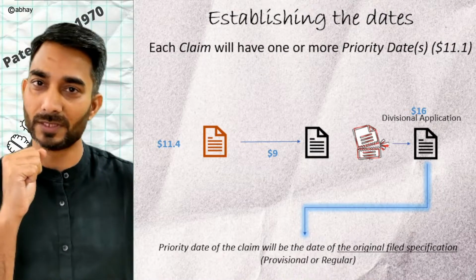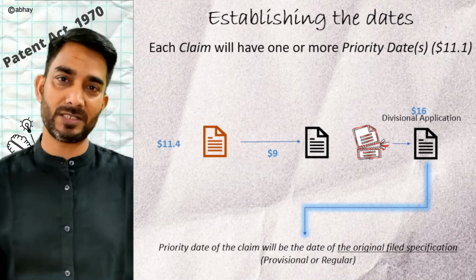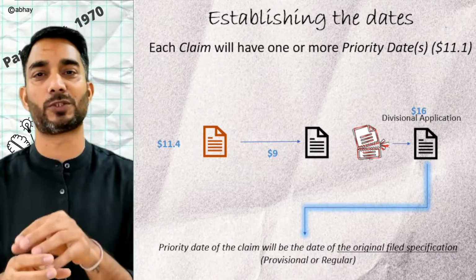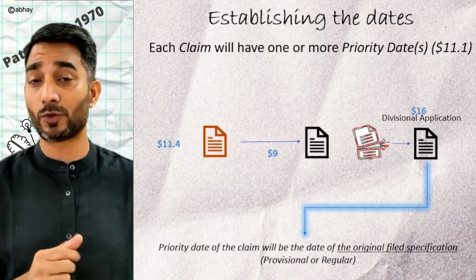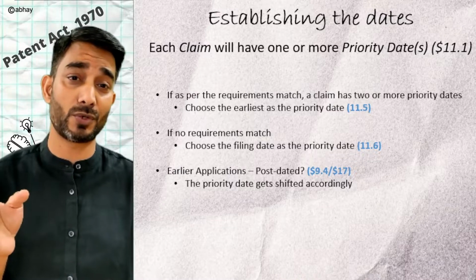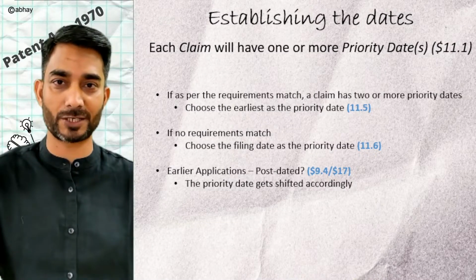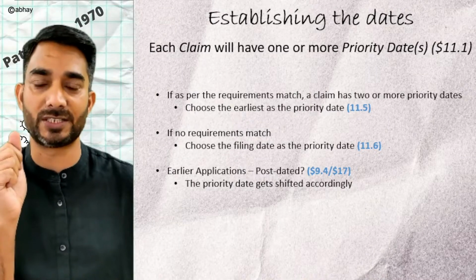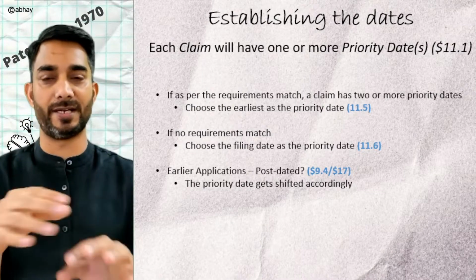Moving on, we have identified the requirements. We need to match the requirements in terms of where the subject matter was disclosed to identify the priority date of my application. There could be scenarios where I have a claim based on the requirement where it has two or more priority dates. So one application, another application, the subject matter was disclosed here also, here also. Which date should I be taking? In such cases, I take the earliest priority date.